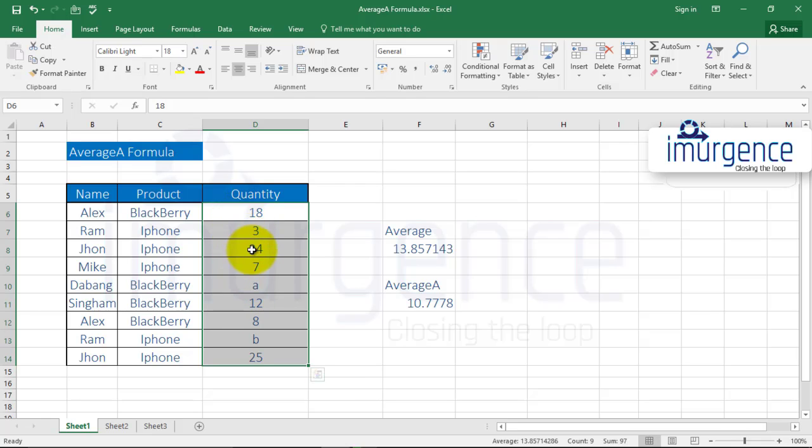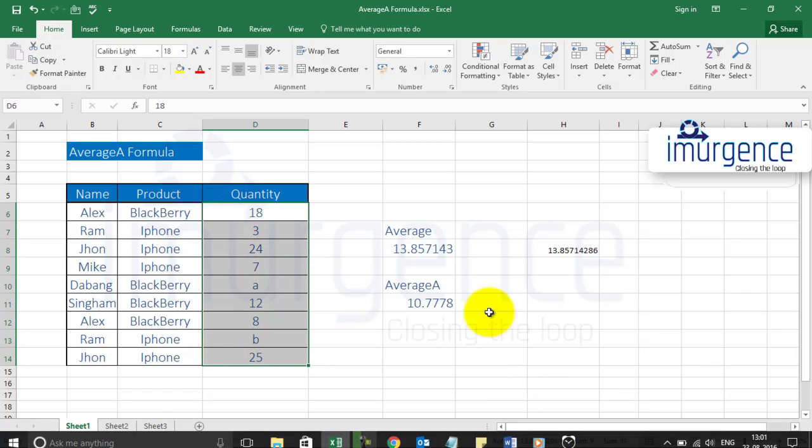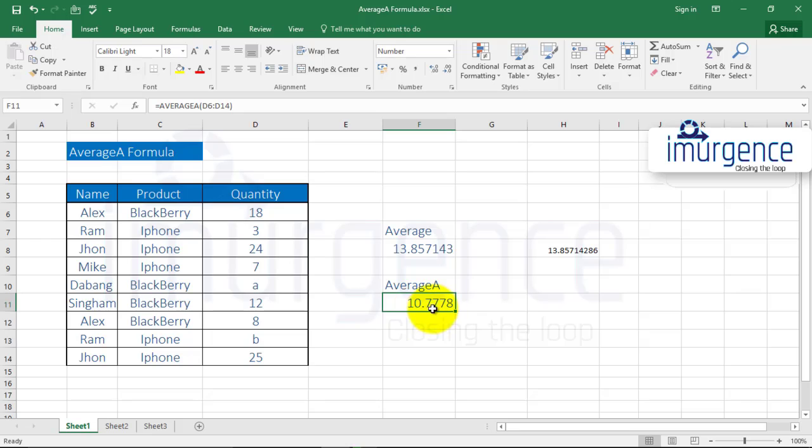It is divided by 7, which is the count of cells containing numbers. There are 1, 2, 3, 4, 5, 6, 7, 8, 9 cells, but 97 is being divided by 7. We can test that. 97 divided by 7 gives you 13.85, which is here, using the AVERAGE formula. Seven cells out of these nine contain numbers, and the AVERAGE formula is totaling them up and dividing by 7. However, the AVERAGEA formula is totaling this complete thing up and dividing it by 9. That is when you get 10.77.